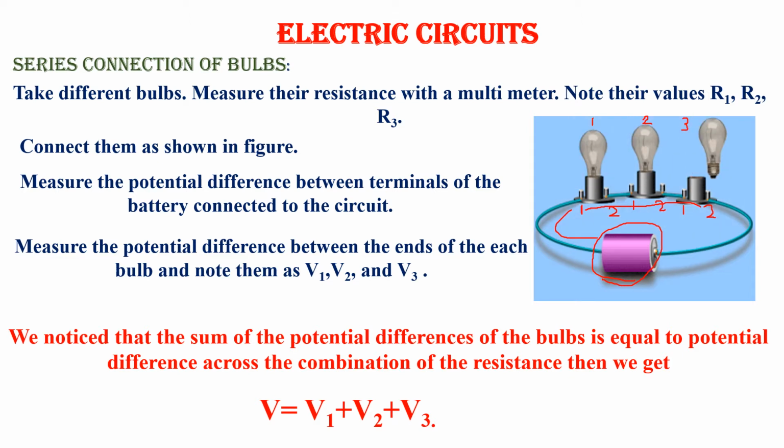And in this series circuit there is one more thing that you have to notice. In the picture also you must be seeing. When one bulb is removed, the whole series gets stopped. Why? Because it is interconnected. As I told you, the first bulb's second terminal is connected to the second bulb's first terminal, and the second bulb's second terminal is connected to the third bulb's first terminal.